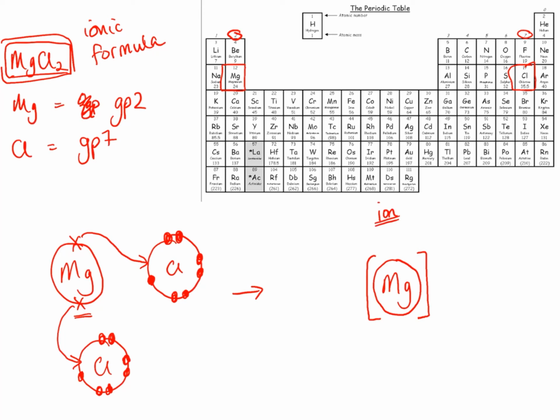Now the magnesium started off with 12 protons in its nucleus. We can see that there because it has atomic number 12.